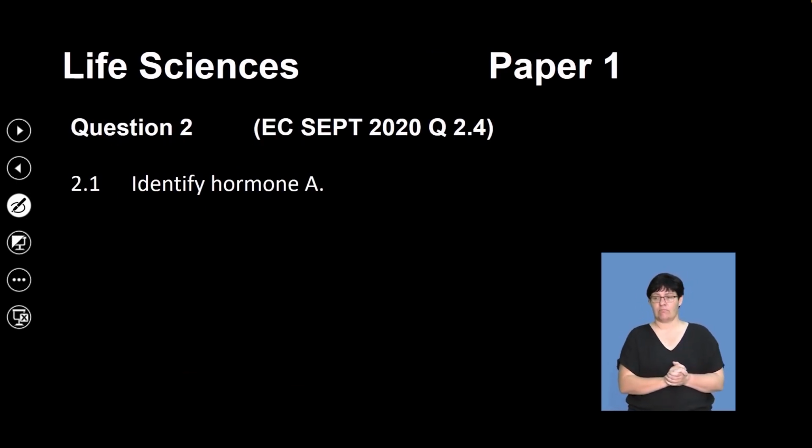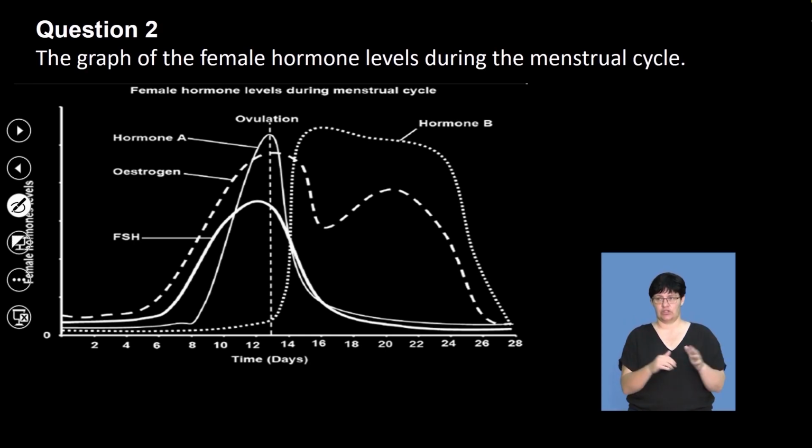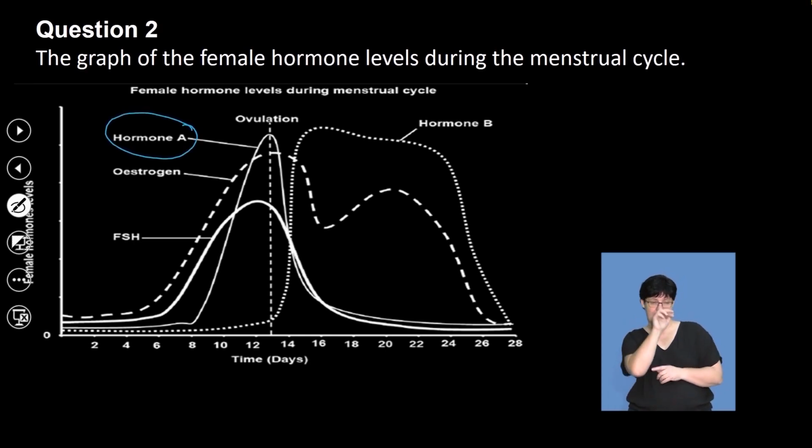Okay, so as I said, the first question was identify hormone A, and we've done that successfully in this. When we looked at hormone A, we identified that it tends to peak just before ovulation, and that's a cue that you must always look for. So which is a hormone that peaks just before ovulation? It would be LH, and its significance is linked to ovulation.